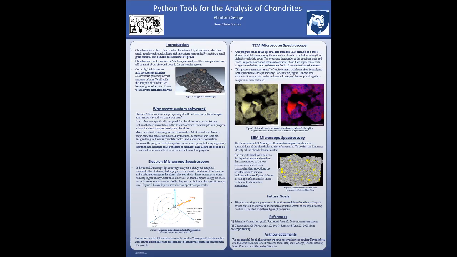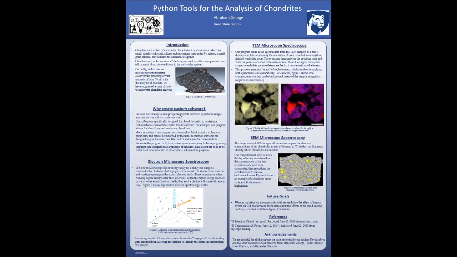Now that we understand what chondrites are, the next question is why create custom software in order to analyze them, especially considering that the electron microscopes we use often have built-in analytic software? Well, there are two main reasons. First, it allows us to design tools specifically for analyzing chondrites, rather than using the electron microscope software, which is designed for a more broad set of applications. Secondly, since we're coding this program in the open source language Python, we can easily go back in and edit the software to adjust for any future needs we may have.